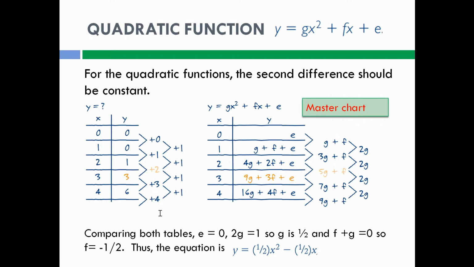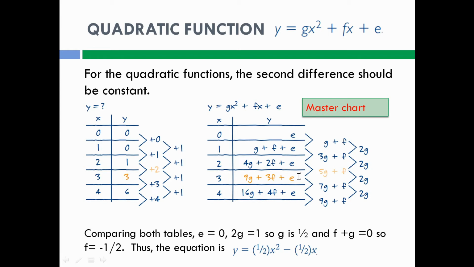Okay, the second portion of this chapter is quadratic function. For this, you need to remember the general format and the general chart. I'll talk about this in a second. Now, the general format for an equation is like this: y equals some number, we'll call it g, x squared, plus some number, we'll call it f times x, plus a number, we'll call it e. So this is how the equation should look.